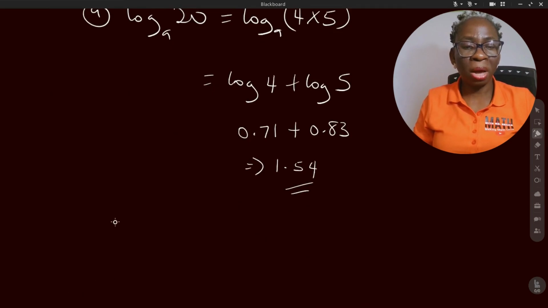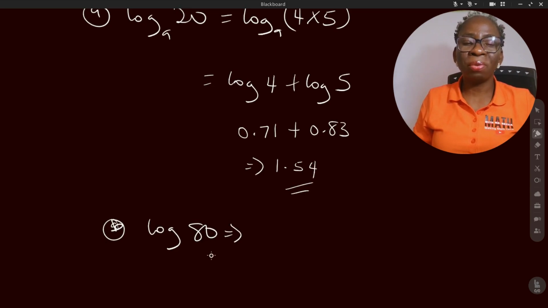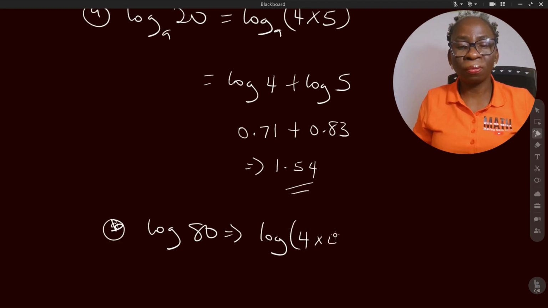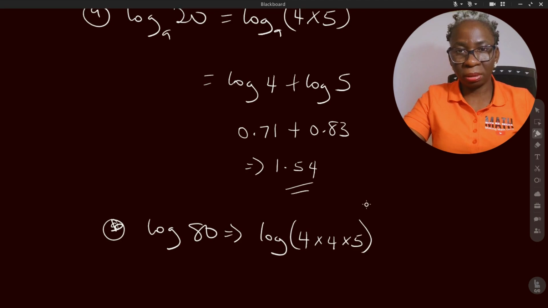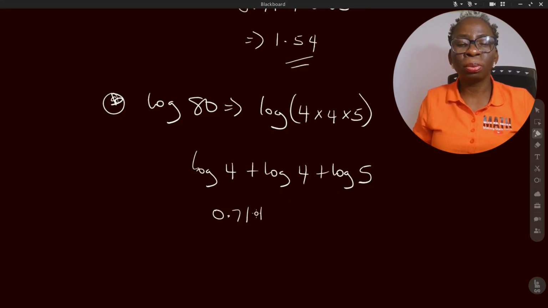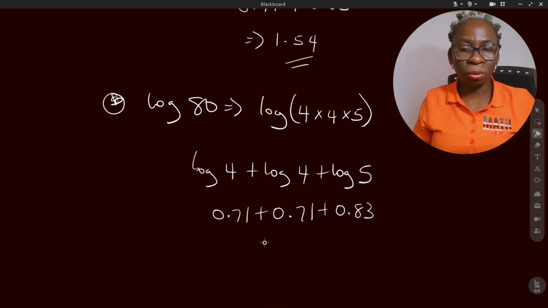So, how do we combine 4 and 5 to get log 80? Now, let's think of it. When we divide 80 by 5, what does that give? We get 16, and we can express 16 in terms of 4. So 4 times 4 is 16, then times 5 would give 80. Now we can separate them and have log 4 plus log 4 and then plus log 5. This would give 0.71 plus 0.71 and then plus 0.83, and this will give 2.25. That is the second one.